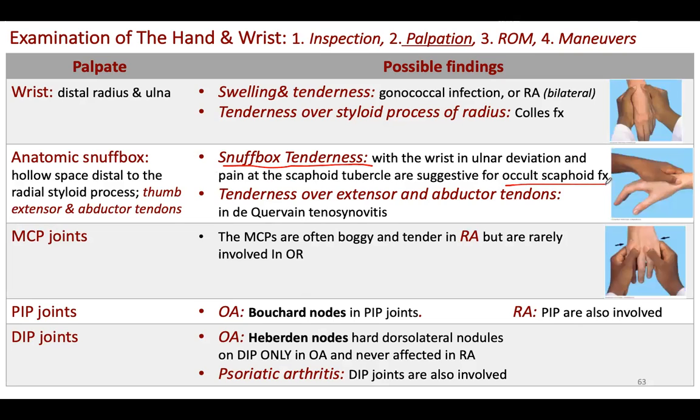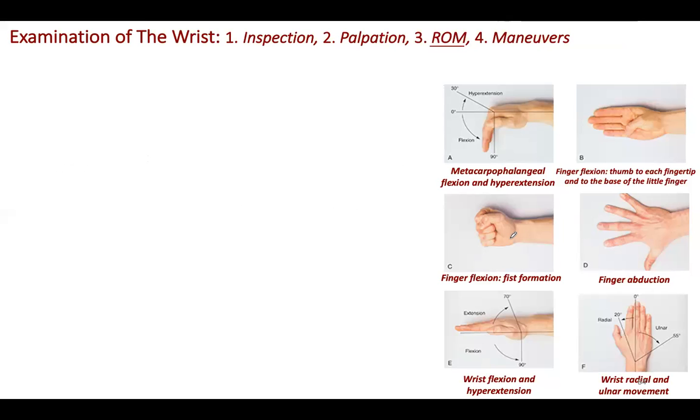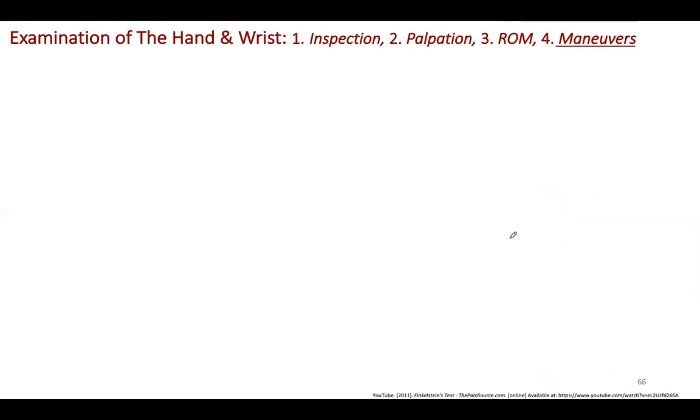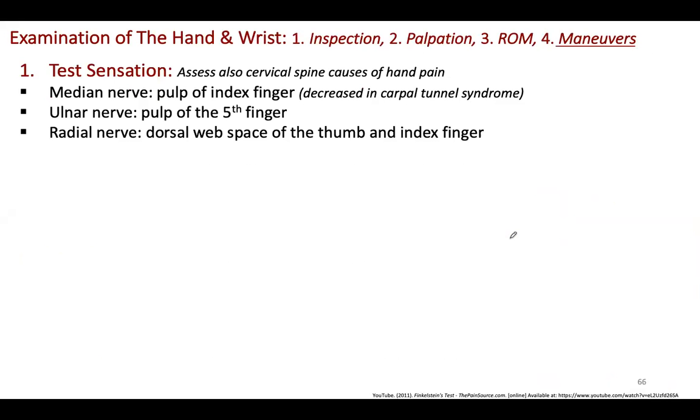MCP joints are the most commonly involved joints in rheumatoid arthritis. PIP for Bouchard nodes in osteoarthritis. DIP usually spared in rheumatoid arthritis. This is the range of motion for the wrist and the range of motion for the fingers. Now, special maneuvers. First, you need to test sensation in the hand. And let's know the territories.